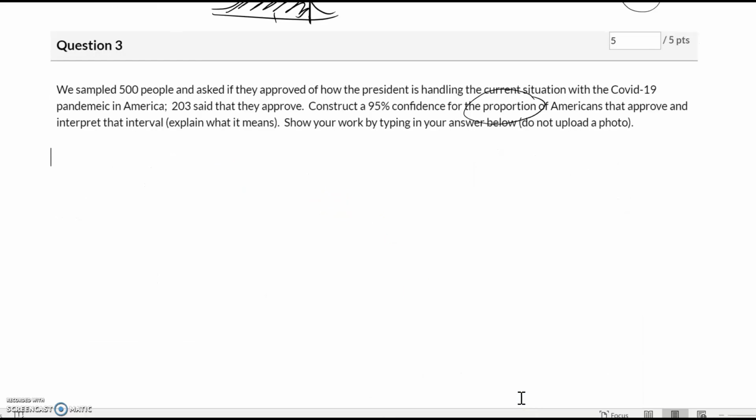So let's see, 203. I can do my point estimate, or my p hat. 203 out of 500 is 0.406. Okay, and then all I have to do, remember, the idea of a confidence interval isn't terrible. I'm just going to add a number to that and subtract a number from that. That 0.406 is going to be right in the middle. Okay, and that's going to be my confidence interval. So what number am I going to add to that? Well, it's this margin of error.